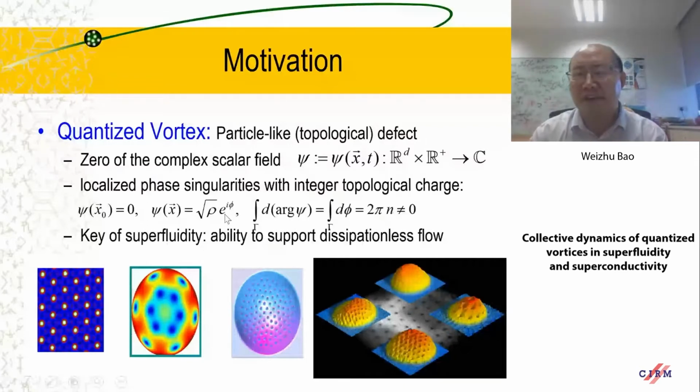So this is the phase. You can see when n equals 1, when you go one round there is a 2 pi jump. This next one is n equal 5. If you let theta go one round, there are five 2 pi jumps.